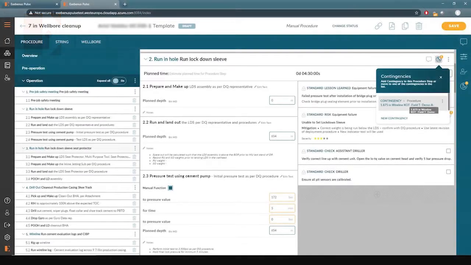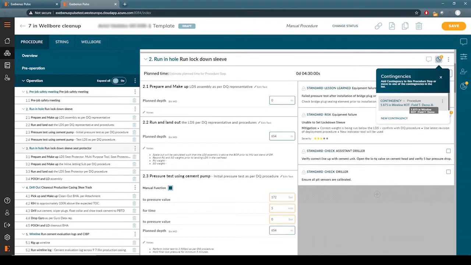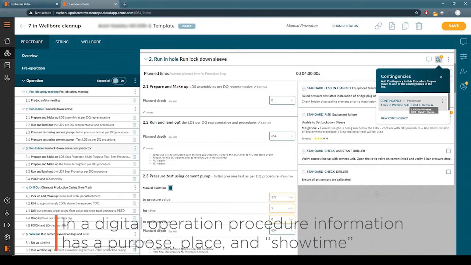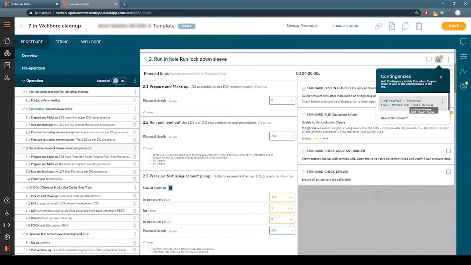So what is an operation procedure, and what does a digital operation procedure add? A digital operation procedure allows the user to work with a more structured format of procedure, where each piece of information has a purpose, place, and show time. The activities are together with related operational parameters. Checks and risks related to the activity are nearby. It removes ambiguity and human error, and allows the user executing or following the operation to focus on the important operation itself.